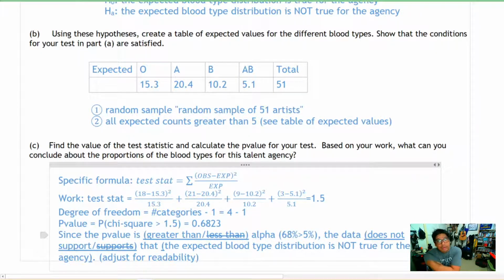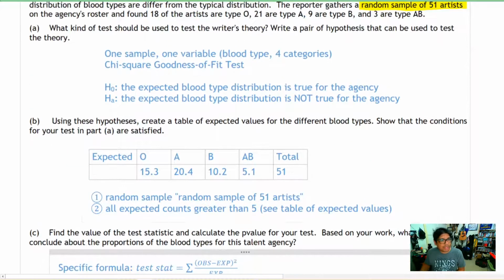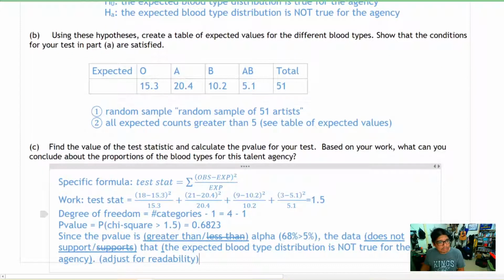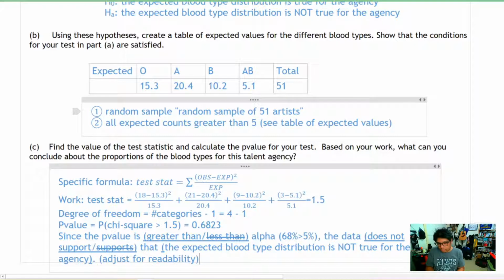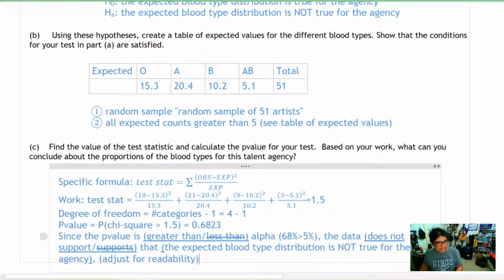So now I know that the logic here can play tricks on you. We're saying that this expected distribution is not true, or we're saying that we don't support that the expected distribution is not true. Wow, that's a lot of double negative talk here. You're going to have to kind of get through that.